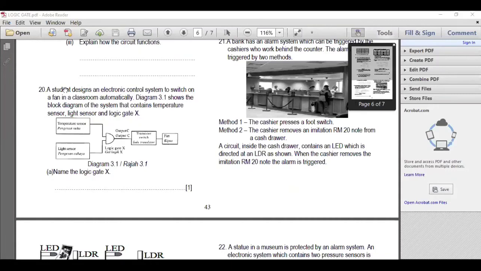Now, a student designed an electronic control system to switch on a fan in a classroom automatically. Diagram 3.1 shows the block diagram of the system that contains a temperature sensor, a light sensor, and a logic gate. So name logic gate X. X becomes an AND gate. Okay, next.